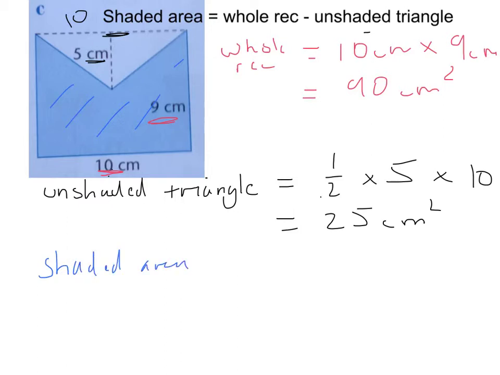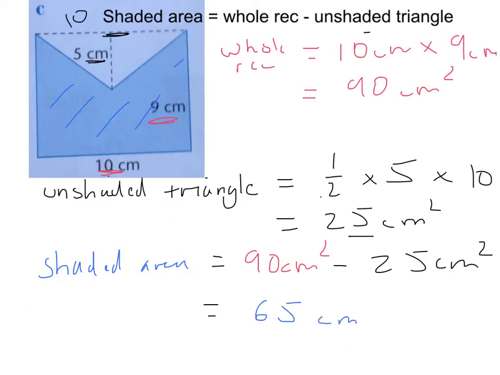The shaded area was the whole rectangle, the area of that was 90 square centimeters. We remove the unshaded triangle, which we remember was 25 square centimeters. And that's going to get our area for the shaded area, which will be 65. If we put that in our calculator, it'd be 65 square centimeters. In this case, the area of the blue shaded area is 65 square centimeters.